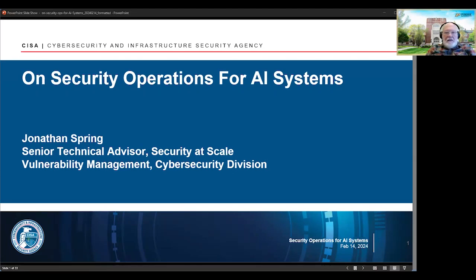With that said, let me introduce our speaker, Dr. Jonathan Spring. He has a bio on the webpage for the seminar, but in brief, he worked at the CERT and SEI at Carnegie Mellon, and then transitioned into a role at CISA, which is part of DHS, the Cybersecurity and Infrastructure Security Agency. He's going to talk to us today about security operations for AI systems. Thank you very much for being here, Dr. Spring, and please take it away.